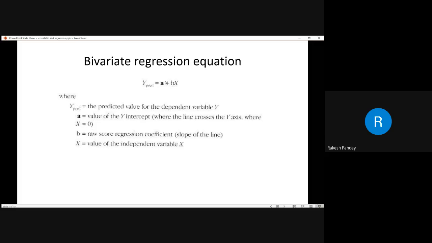If we know the constant a and if we know the slope of the line, then putting the value of x, we can predict y. Suppose x is height and y is weight. If you have to predict my weight and my height is say 5.6, and if you know the values of a and b, a is called intercept in the regression term and b is called regression coefficient. So using this equation, we can do the computation.